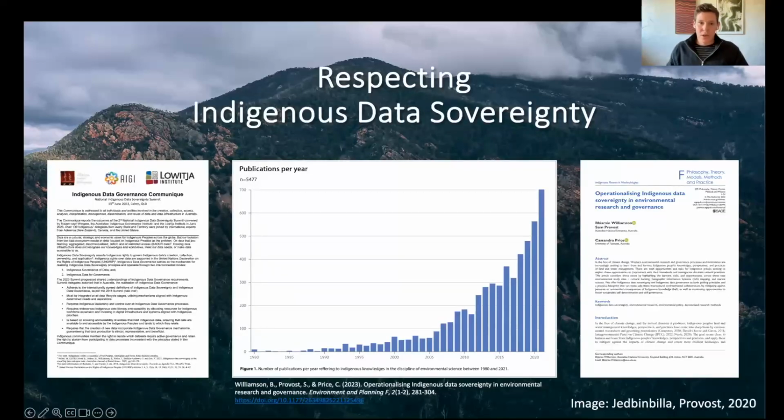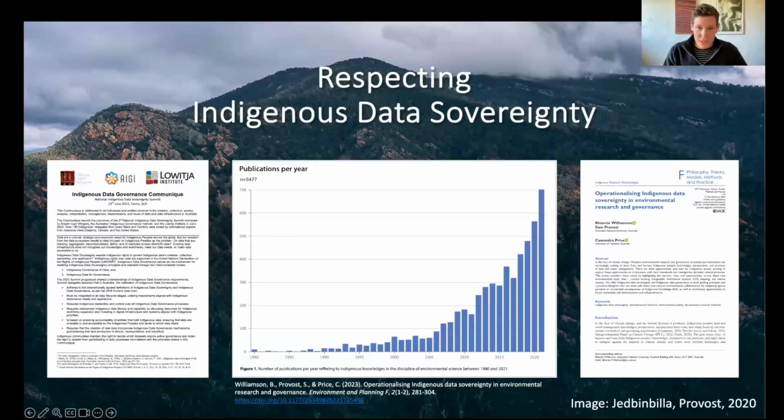Now, if you want to learn more about this and the ways that environmental research alongside Indigenous peoples can be built around the principles of Indigenous data sovereignty, then you can check out a paper that my colleagues Bayami Williamson and Cassandra Price and I published in Environment and Planning. The paper is called Operationalizing Indigenous Data Sovereignty in Environmental Research and Governance.